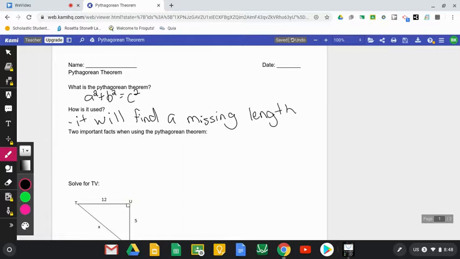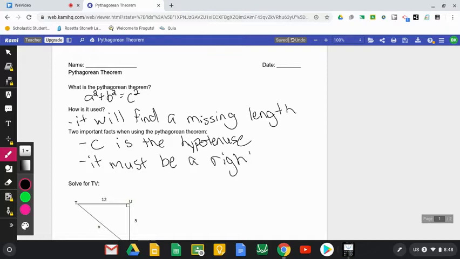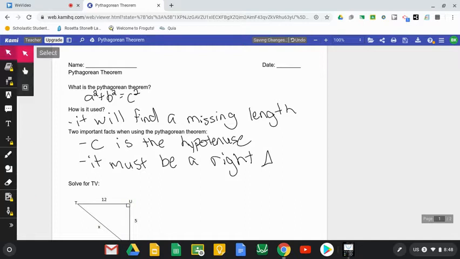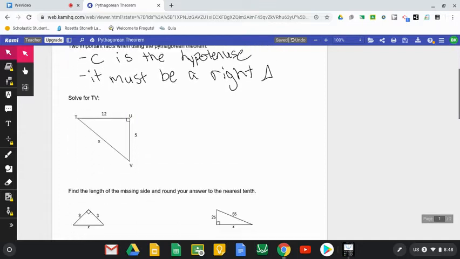So two important facts when using this. Important fact number one is that C is the hypotenuse. We already talked about that. Across from the right angle, not along the side. The other fact is that it must be a right triangle. If it is not a right triangle, well then guess what? You can't do the good old Pythagorean theorem.